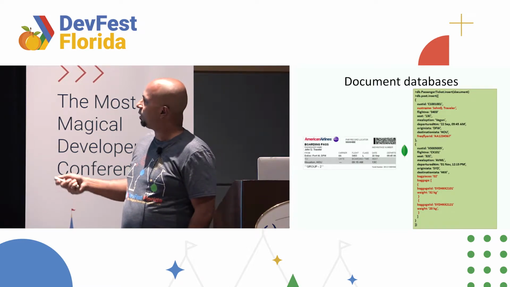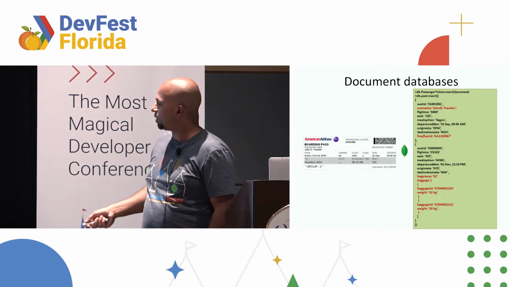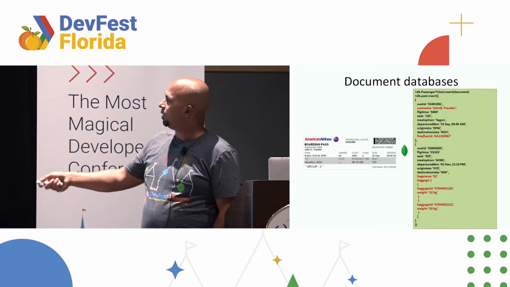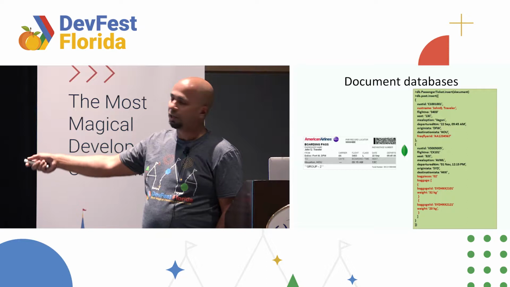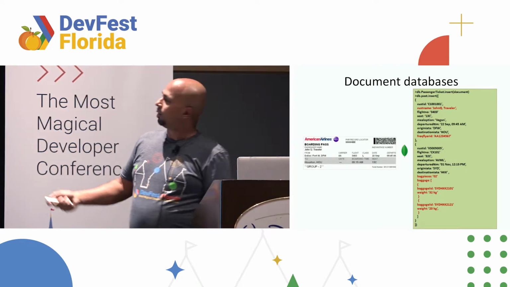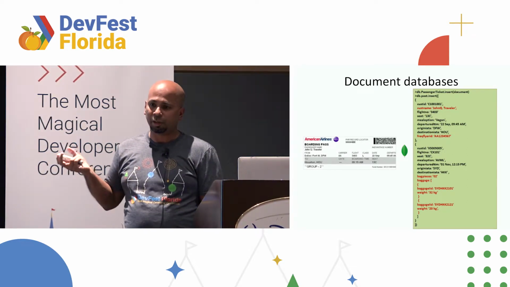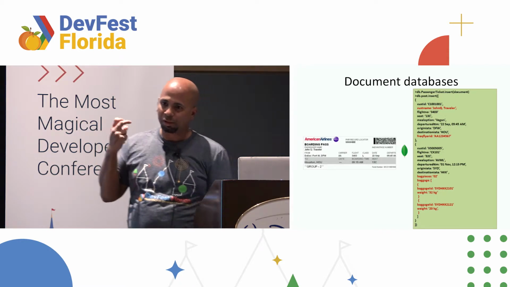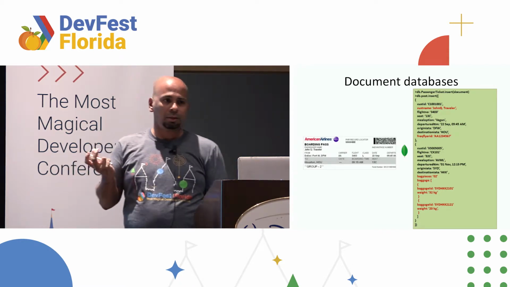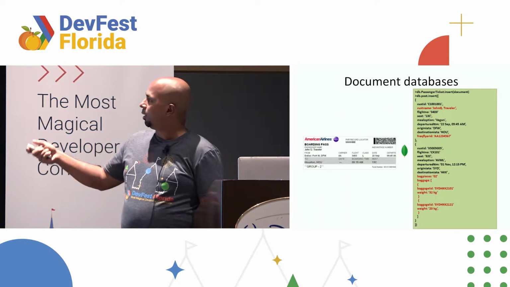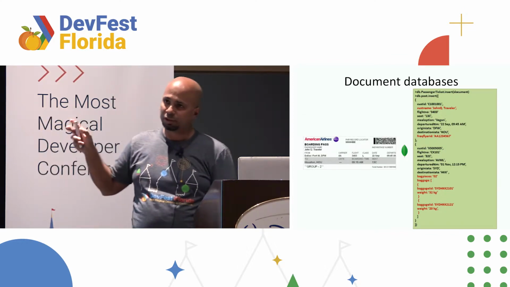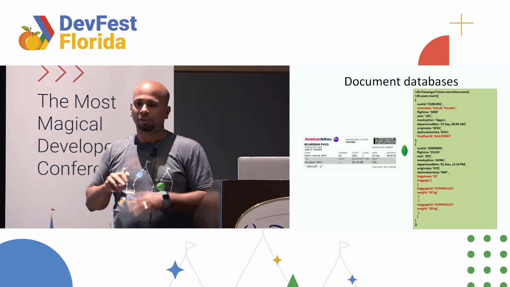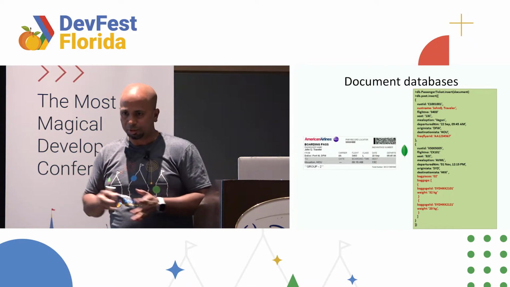Document databases, the database is stored as a JSON document. So for instance, this boarding pass was converted to this document database right here. So it's very readable, extremely readable. JSON is the language of the internet. And so document databases are probably the most popular format of NoSQL database used by developers, right?